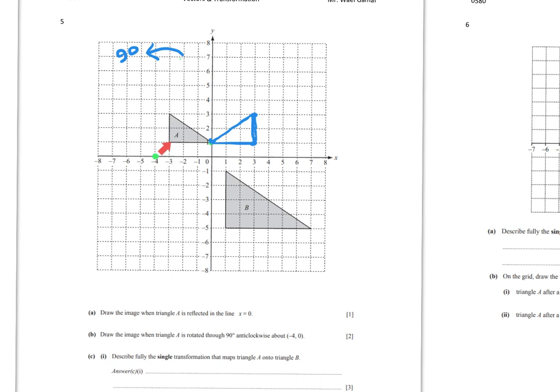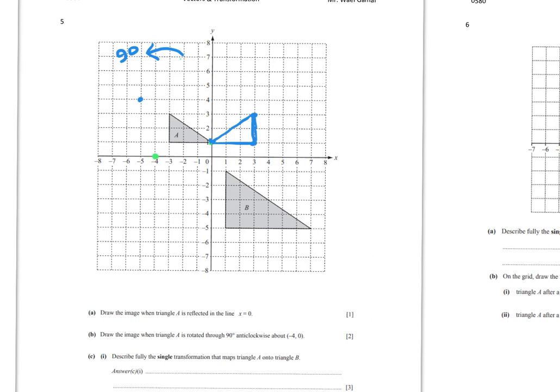This is the point. We need to find its image. From the center, we need to travel 4 right and 1 up. If you move to the right, then when we rotate, 4 to the right will be 4 up. Then 1 to the left. So this is the image.